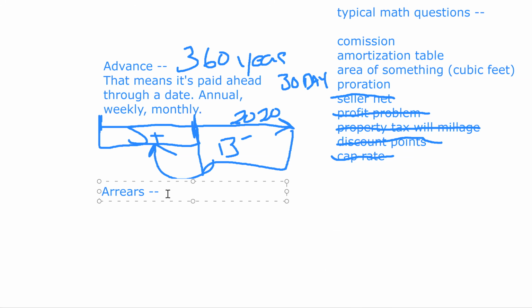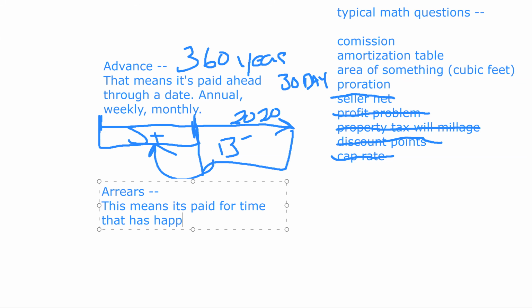Okay. So now let's talk about arrears. So this means it's paid for time that has happened. Okay, for time that has happened. And that again is annual, monthly, whatever the case may be. It's for time that has happened.